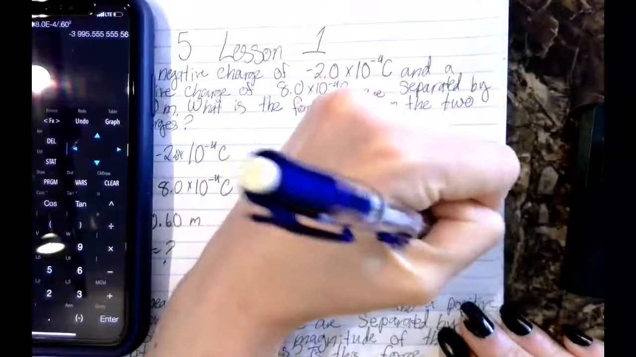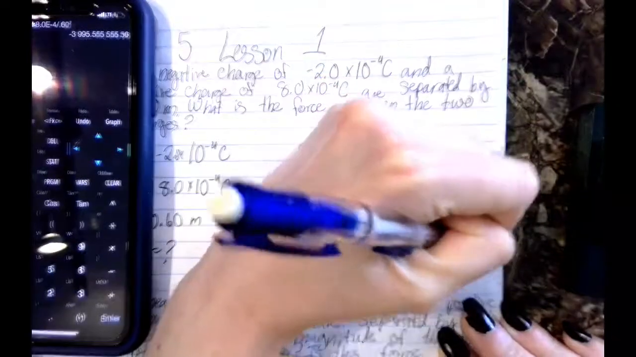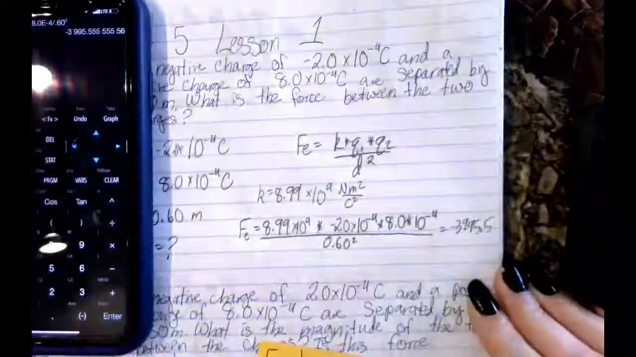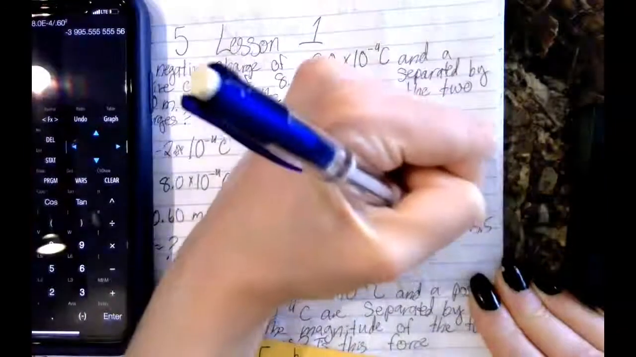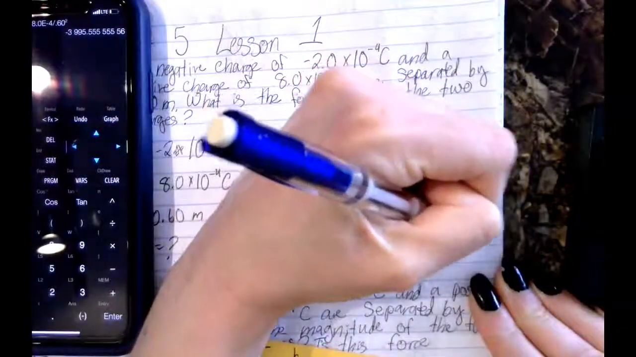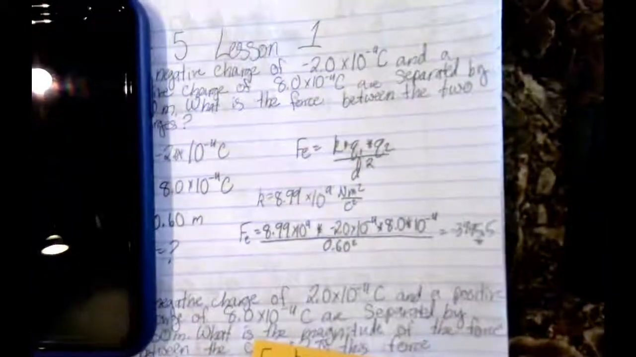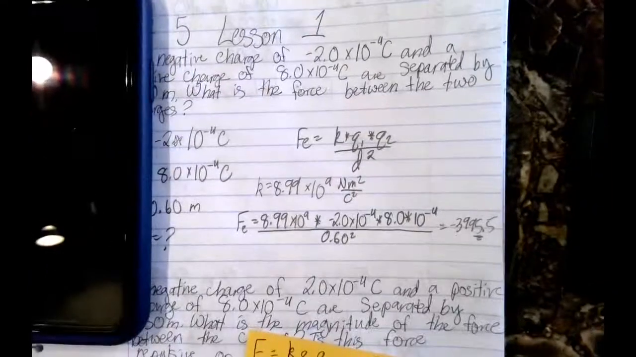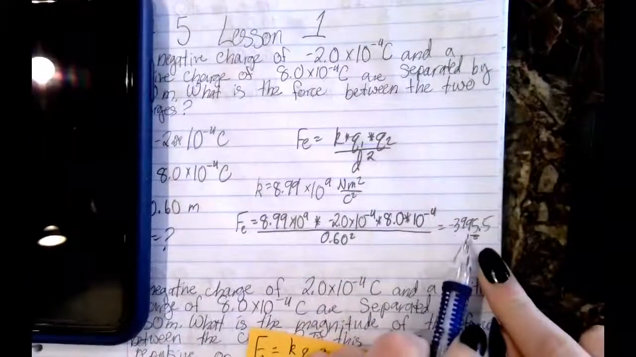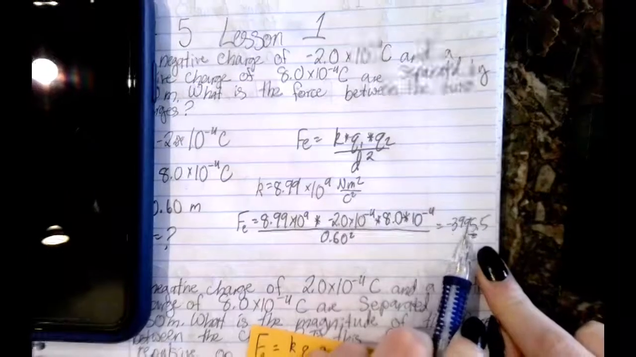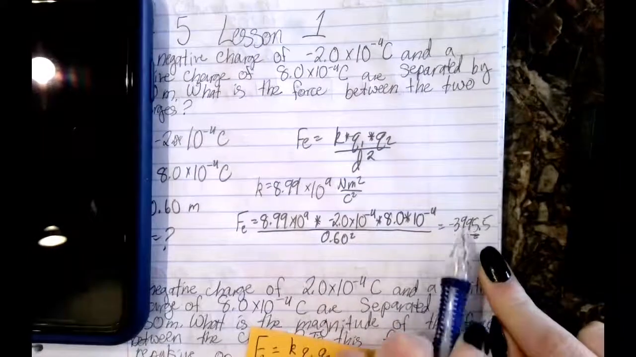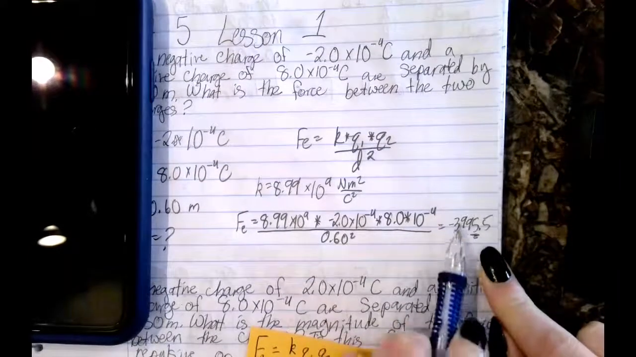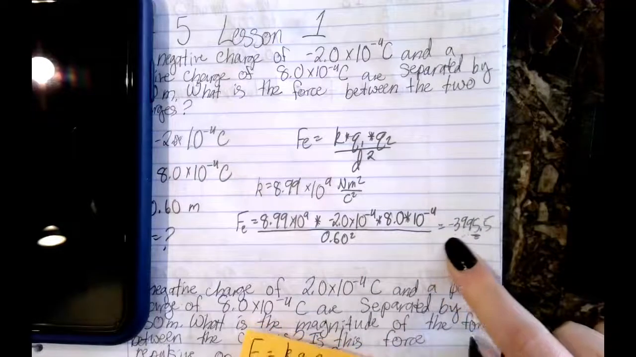Equals negative 3995.5. We're going to go 3 sig figs. So I look at my 1, 2, 3, the 4th number. It is a 5, so that means I'm going to take this number and round it up. When I round this 9 up, that means it's going to be a 10. It's going to be a 4 here. Do not forget to include these zeros.